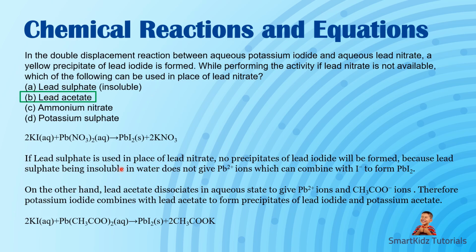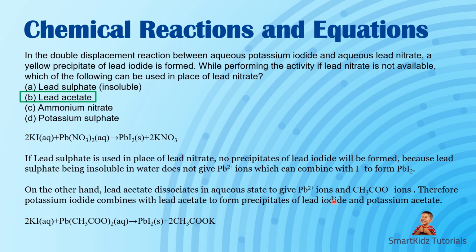So if lead sulfate is used in place of lead nitrate, no precipitate of lead iodide will be formed, because lead sulfate is insoluble in water and does not give lead plus 2 ions, which can combine with iodine to form lead iodide. On the other hand, lead acetate dissociates in the aqueous state to give lead ions.